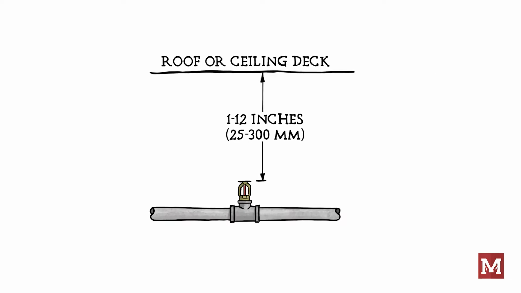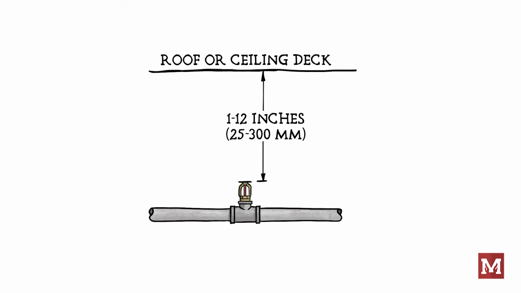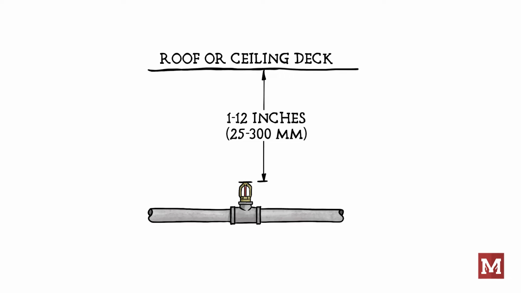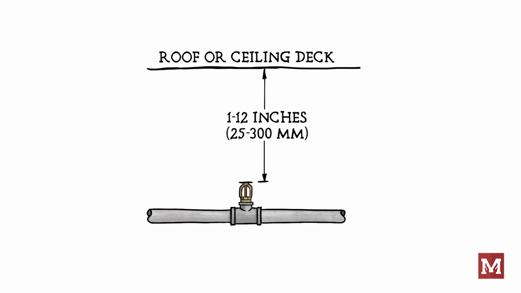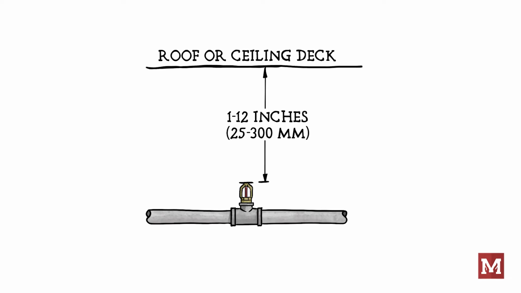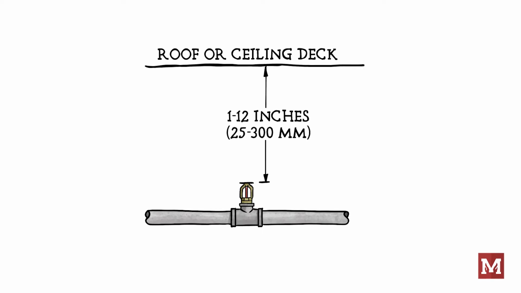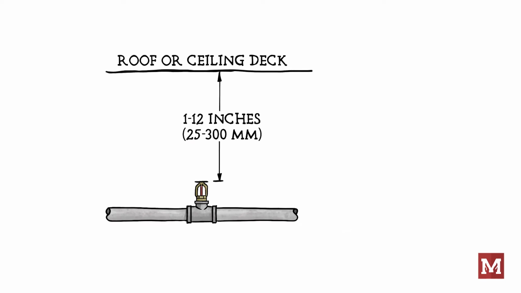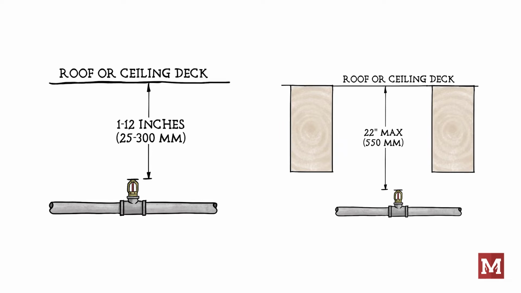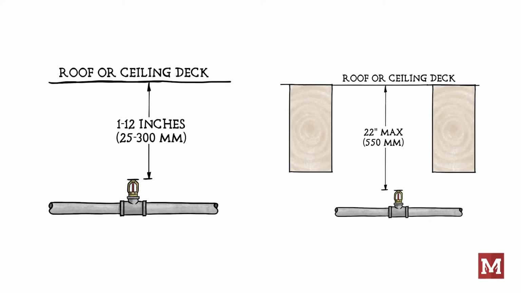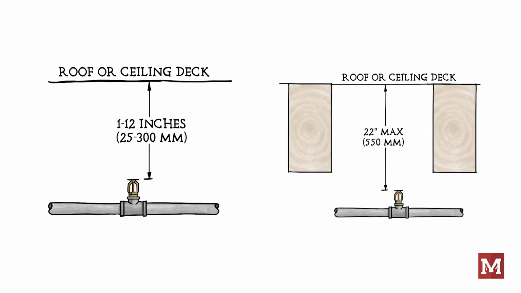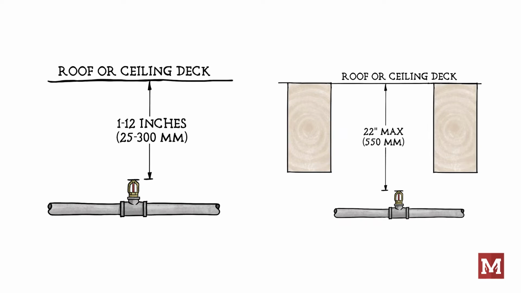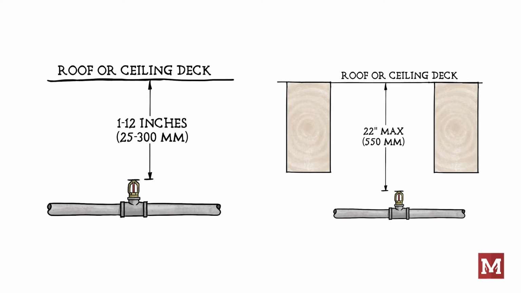Sprinklers should be located at a minimum distance of 1 inch or 25 millimeters below ceilings, so that they can be easily removed in the future by unthreading or uncoupling the sprinkler, and a maximum distance of 12 inches or 300 millimeters. That's the general rule. However, if we have a ceiling that is considered to be obstructed, then the height of the sprinkler could be as low as 22 inches or 550 millimeters below the ceiling.